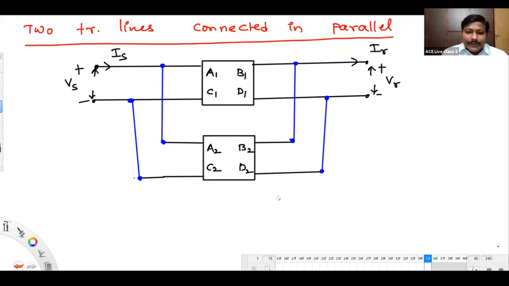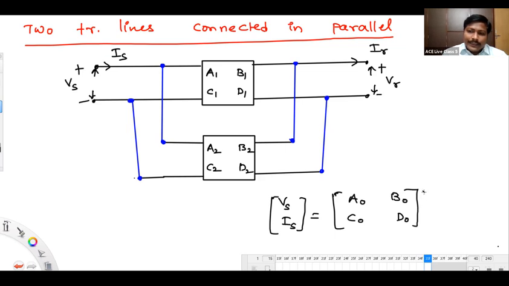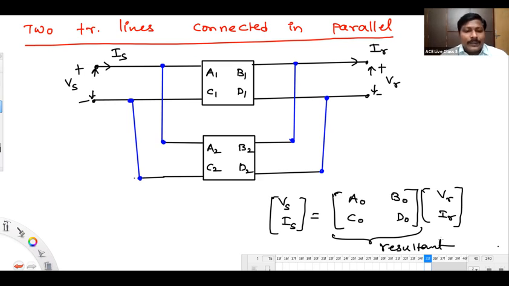And the ultimate aim here is to express sending end side voltage and currents in terms of resultant ABCD of parallel connection. Of course, you know these values of A0, B0, C0, D0 will come in terms of line 1 and line 2 ABCD.